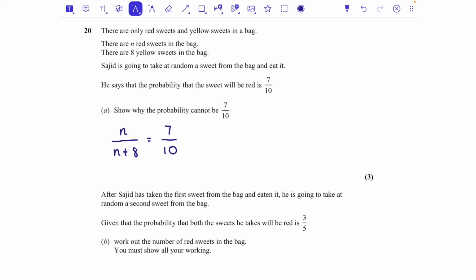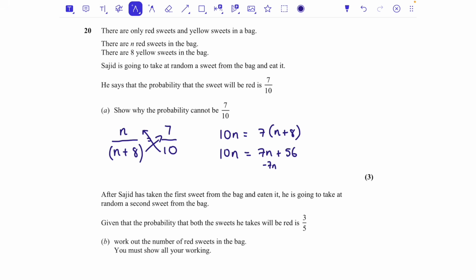Well, let's solve it and see. So I'm going to start by multiplying both sides by n add 8. That's going to get rid of the denominator over here, but it's going to put it up here on this side. And then I'm going to multiply both sides by 10, which is going to put this up here. So 10n equals 7 lots of n add 8. And expanding that bracket, I have 10n equals 7n add 56.